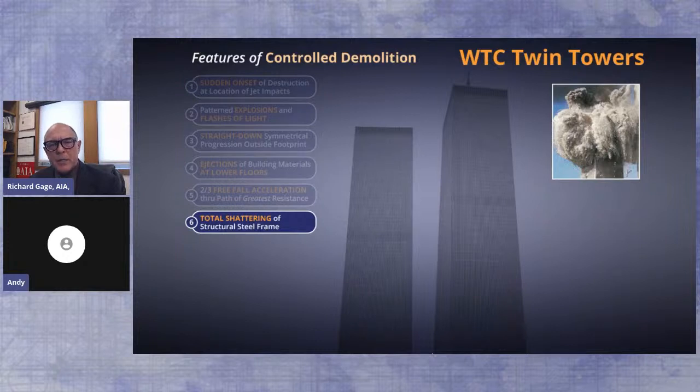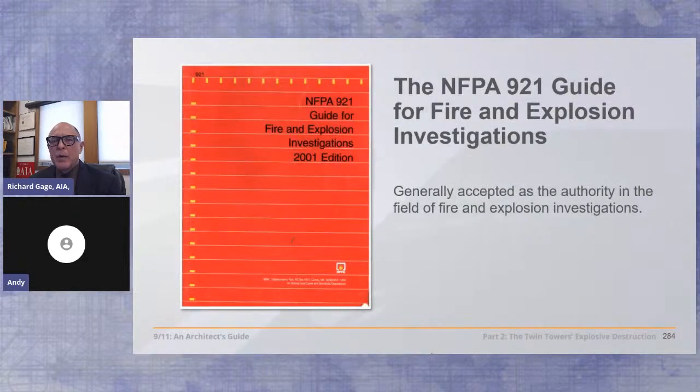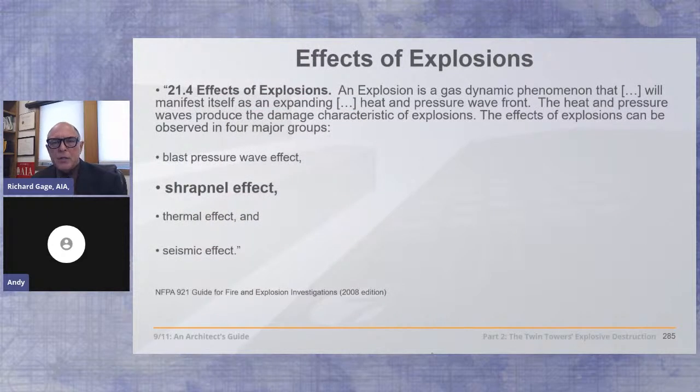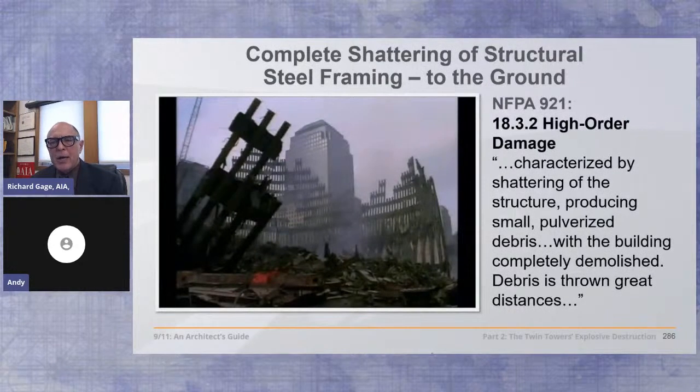So, feature number 6, the steel frame. What happened to it? Did it shatter? Well, this is one of the problems that the National Fire Protection Association 921, the Guide for Fire and Explosion Investigation, says to look for, such as effects of explosions, shrapnel effects, high-order damage characterized by the shattering of the structure, producing small pulverized debris, with the building completely demolished, debris thrown great distances.